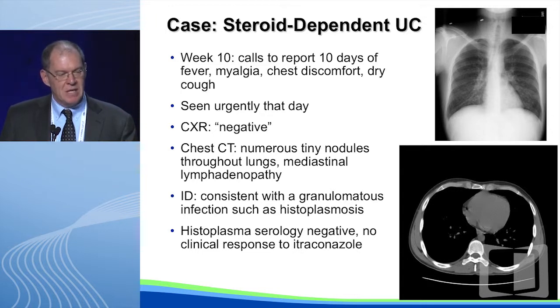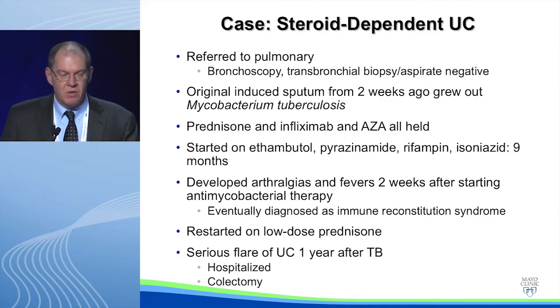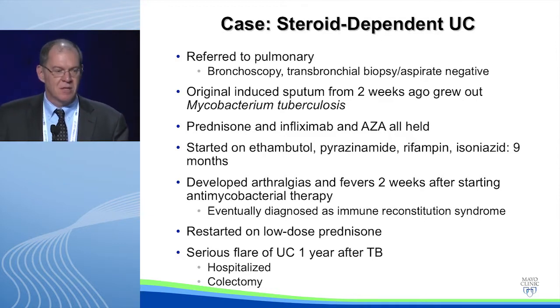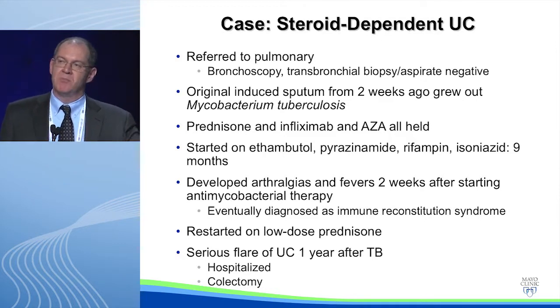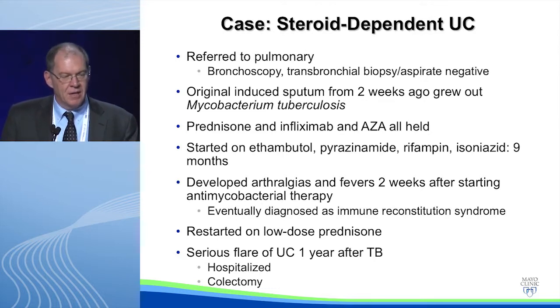multiple nodules, mediastinal lymphadenopathy. ID is concerned about a granulomatous infection like histo, but his histoserology is negative, and he's not responding to itraconazole. They do a bronch, and then it turns out the sputum culture that you had gotten when he originally presented is growing out Mycobacterium tuberculosis. So at that point, you stop all of his immunosuppression. You start him on 4-drug therapy for his Mycobacterium.